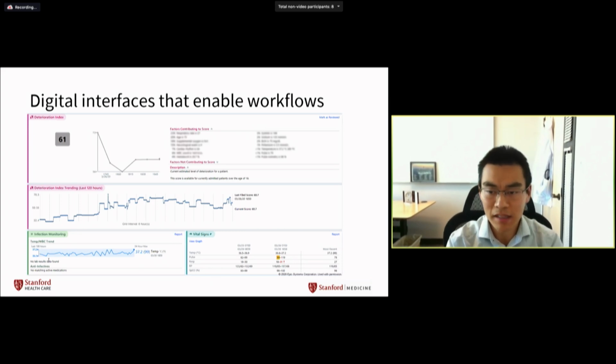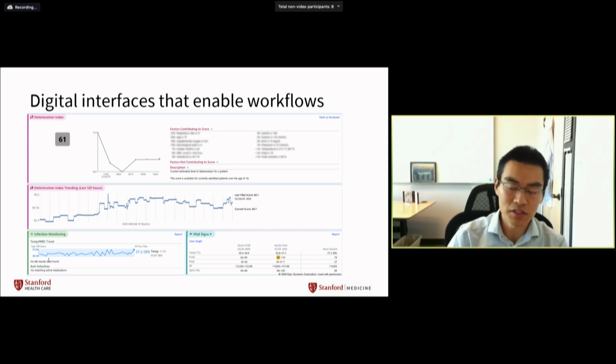In addition to validating the model in terms of prediction accuracy, I'd like to stress the importance of also validating the usefulness of the model output in enabling the workflows that we are designing. This is being done in design sessions that we are holding with frontline clinicians at Stanford. Here's an example of a digital interface in the EHR. I'd like to thank the Stanford Healthcare Technology and Digital Solutions team for rapidly designing and building this out.